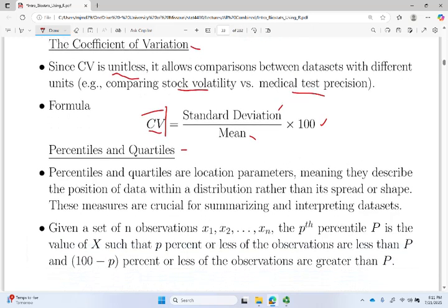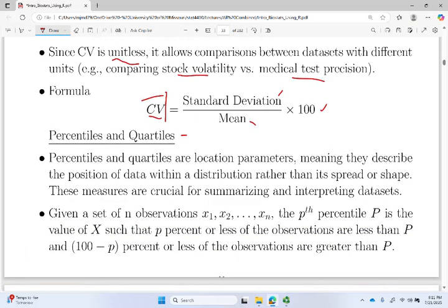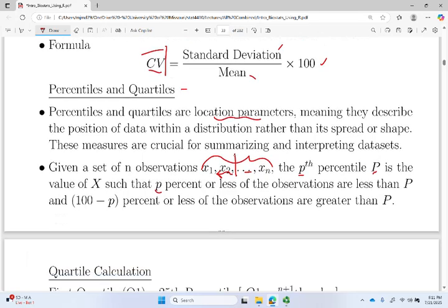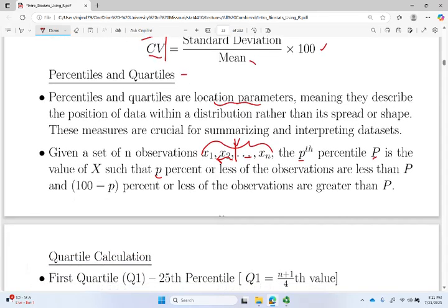Now, percentiles and quartiles, they're what are called location parameters, meaning they describe a position in the data set. So if we're going to look at the pth percentile, and we have n observations, and let's assume they're sorted in order, it's the value that has p percent of the data to the left, and then 100 minus p to the right. That's the pth percentile.